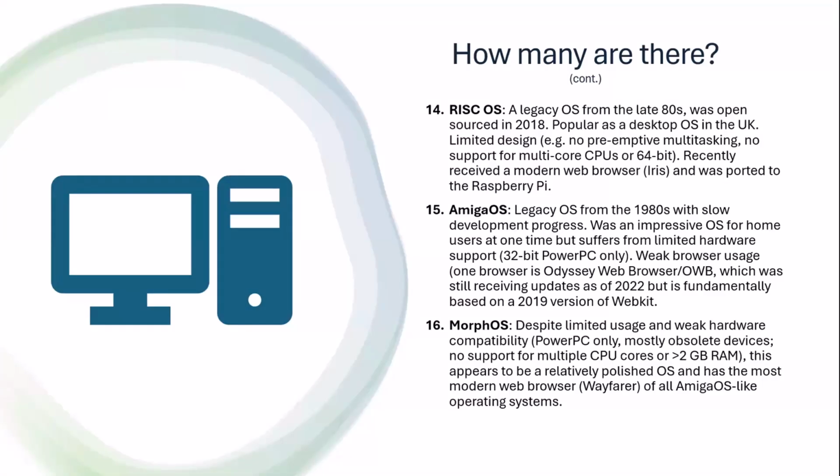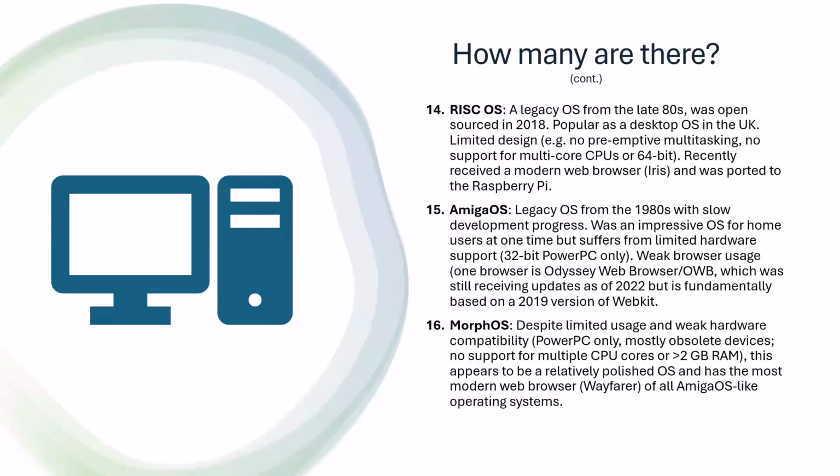MorphOS has very little hardware support, no support for anything above 2 gigabytes of RAM, which wouldn't be very helpful. But it's relatively polished, and there's some argument that it might be the most modern of the Amiga-like operating systems.